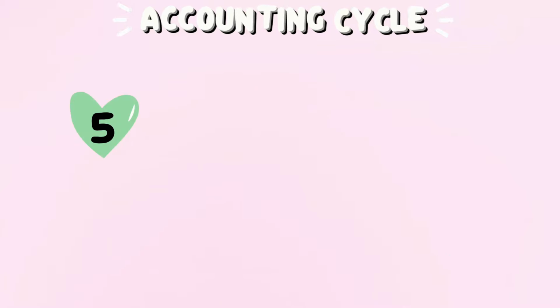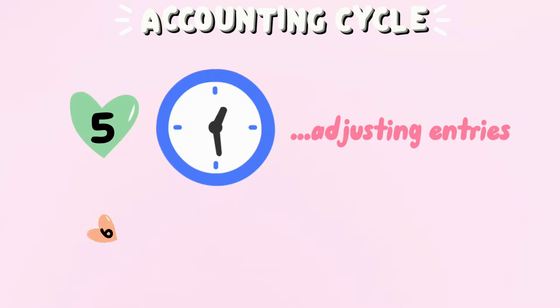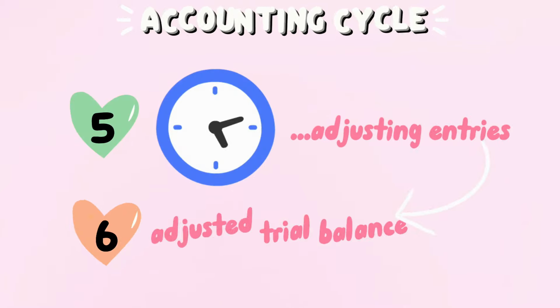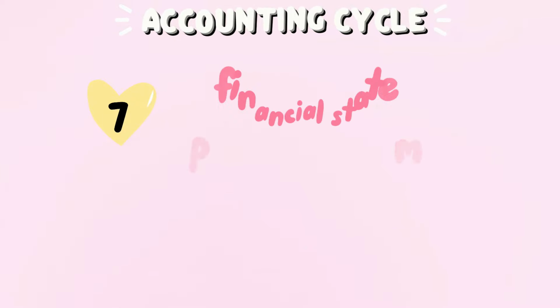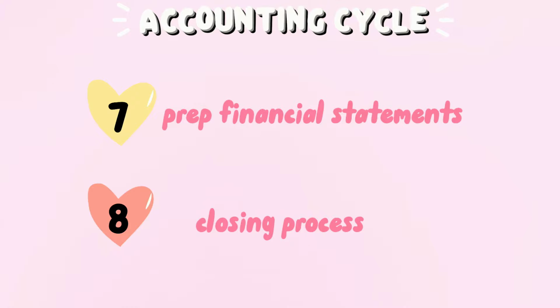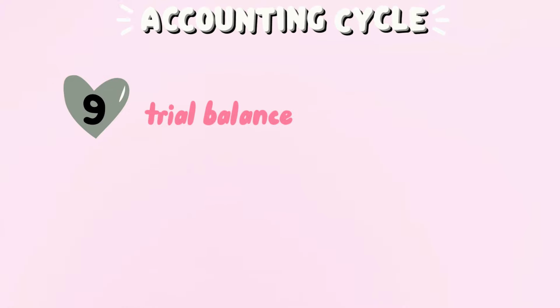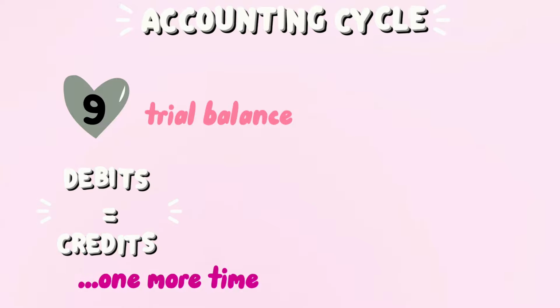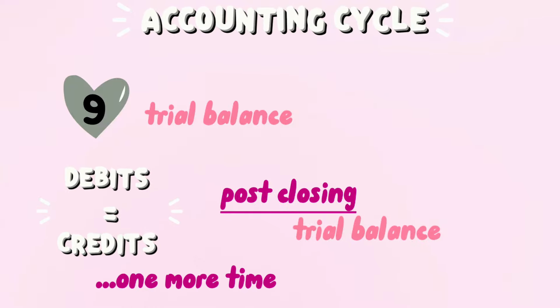As the accounting period progresses, we will make adjustments and then reflect these adjustments in our adjusted trial balance. That new and improved trial balance will help us make our financial statements, and then we get into that whole closing process. Our trial balance makes one more comeback for this cycle when we make sure all of our accounts are balanced in the post-closing trial balance.